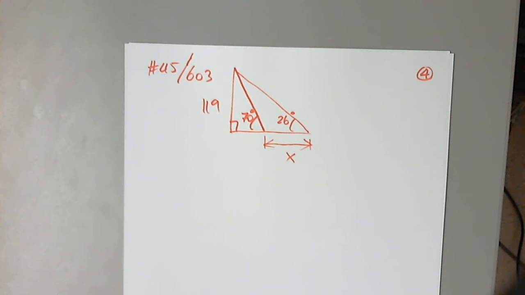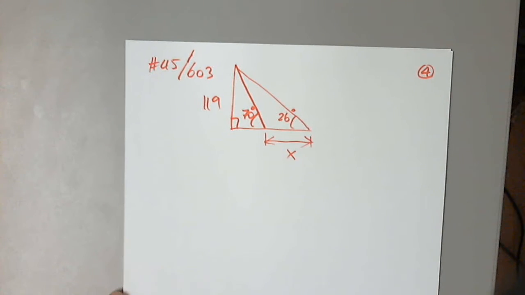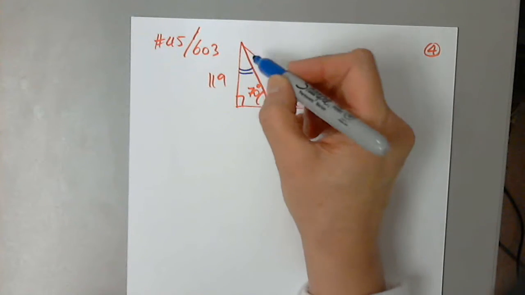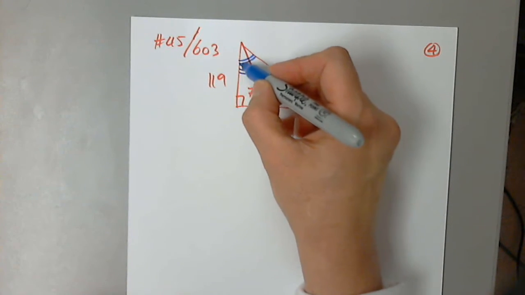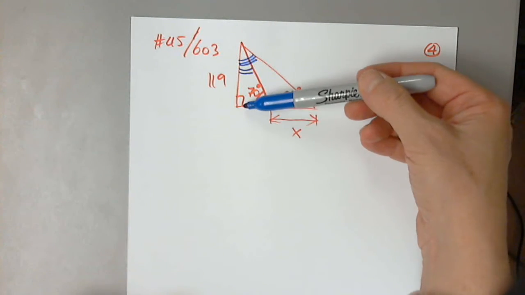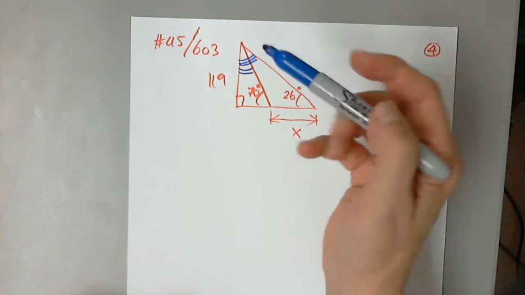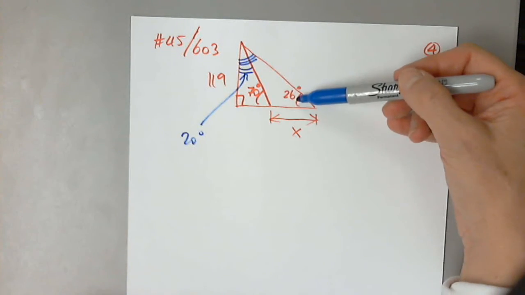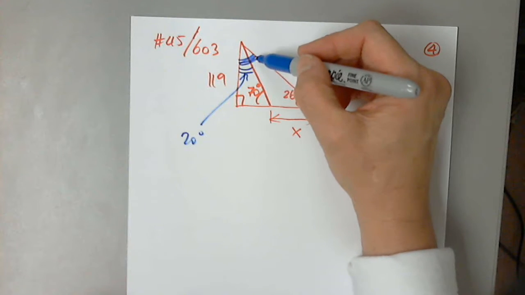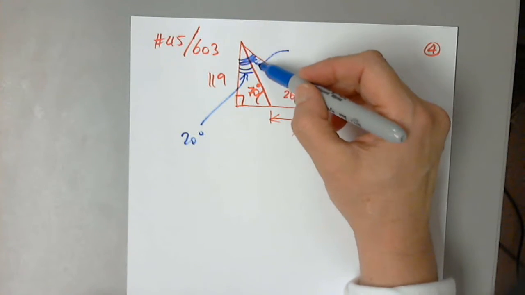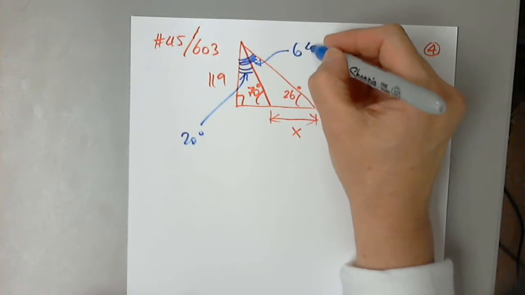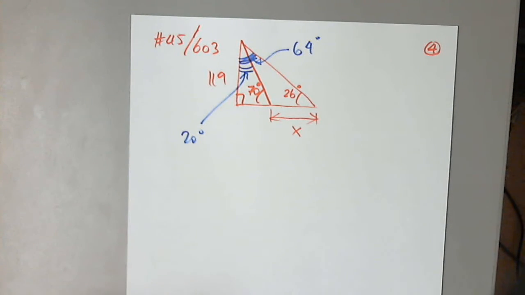Okay, so looking at this, I can determine easily these angles if I need them. No problem, right? Because this is 90 degrees and this is 70, this little one must be 20 degrees. And also this is 90 and this is 26, so this bigger one here must be 90 minus 26. So we can immediately determine those if we need to.